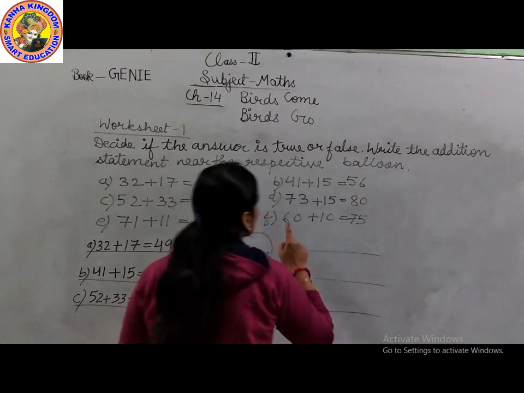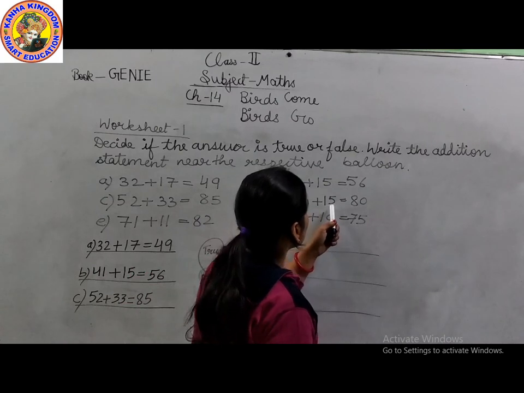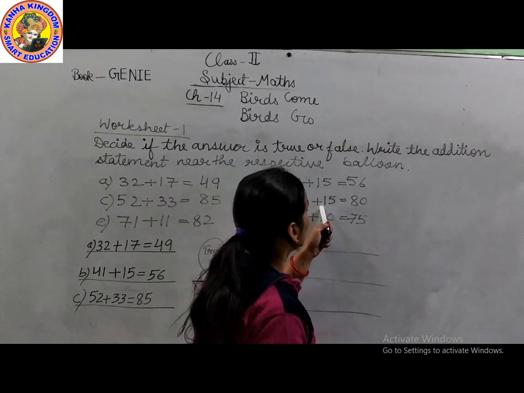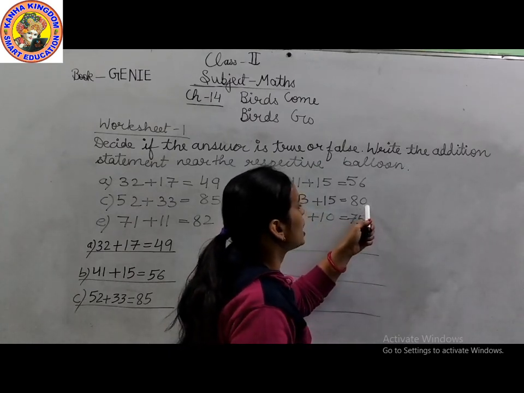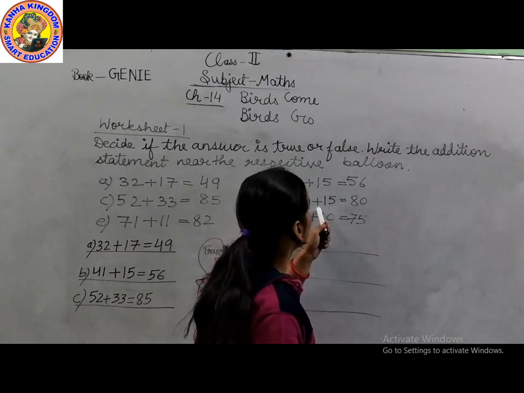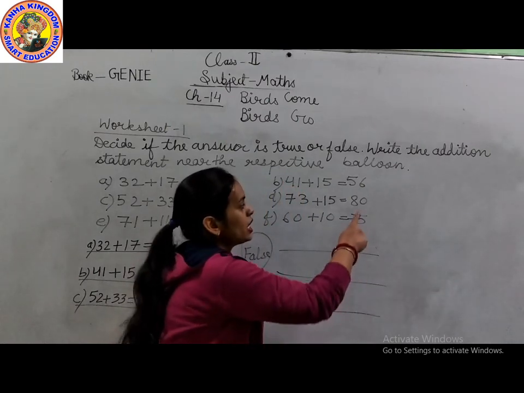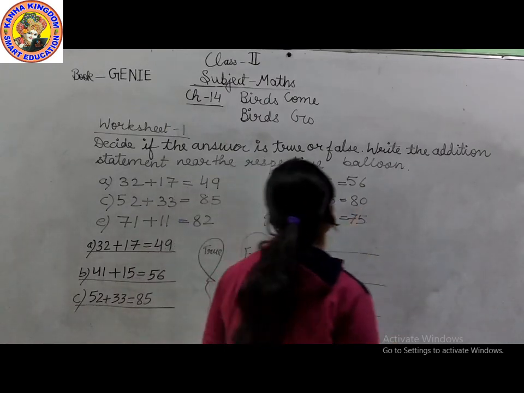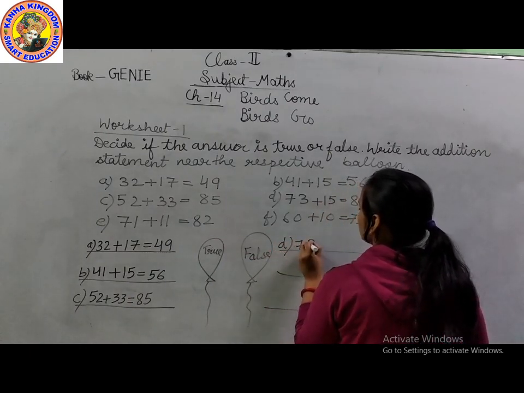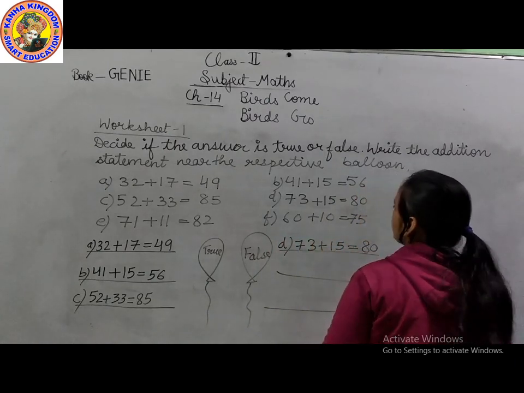Now next is 73 plus 15. So 3 plus 5 equals 8. And 7 plus 1 equals 8, so 88. But there is an answer 80. So this is an incorrect addition. 73 plus 15 equals 88. But there is an answer 80. So this is an incorrect addition. So write this in false. 73 plus 15 equals 80.